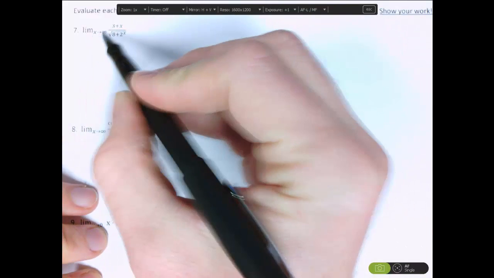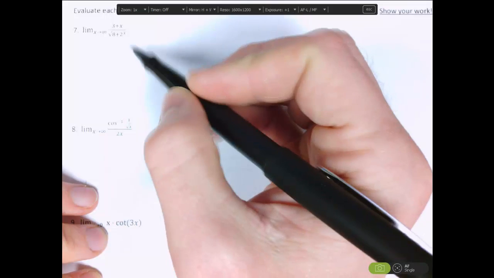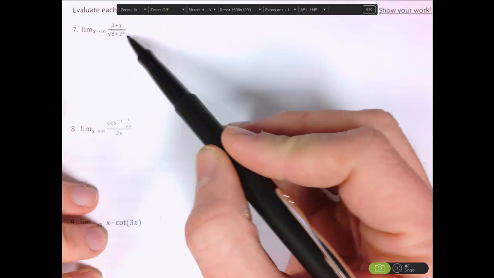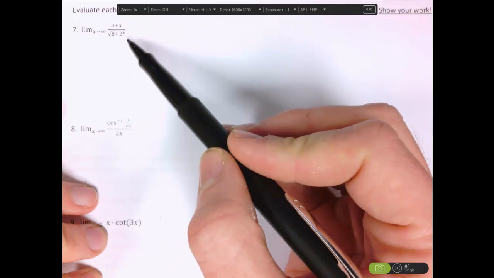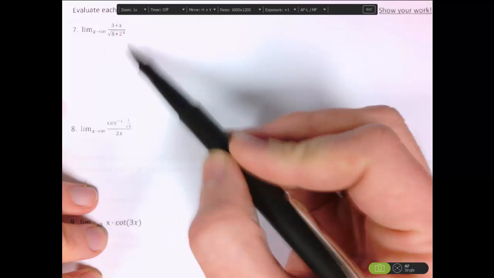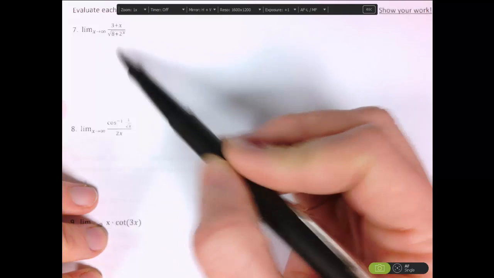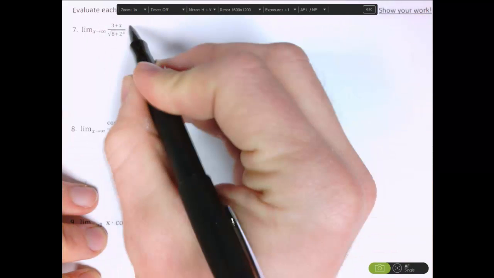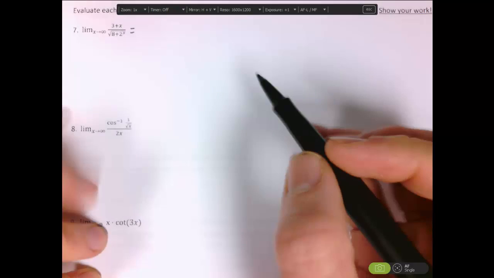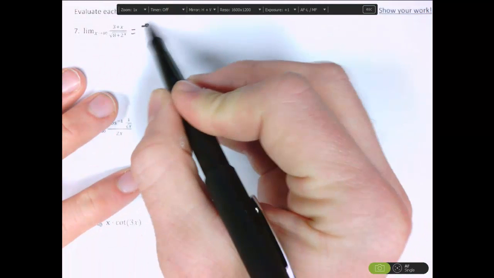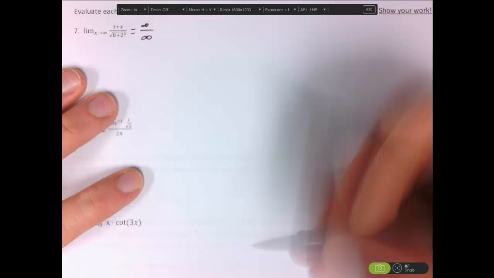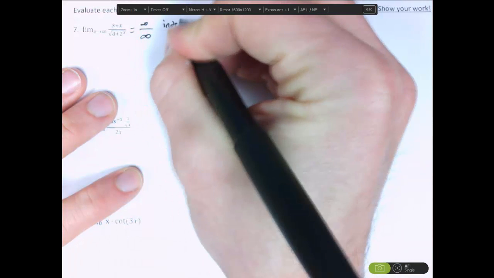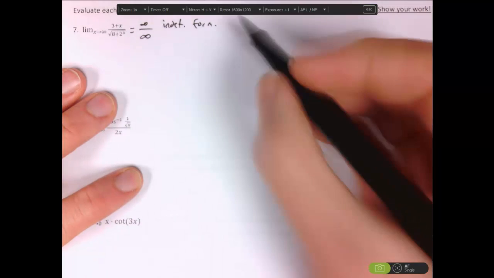Kind of intuitively, I want to think about what I think it's going to approach. I've got a linear function on the top, and I've got a square root of an exponential function on the bottom, so I believe the denominator is growing much, much faster. So I believe this entire thing should approach 0. The most straightforward thing to do is to actually try to evaluate it. So this is going to approach infinity over infinity, which is an indeterminate form. And that means that we can apply L'Hopital's rule.